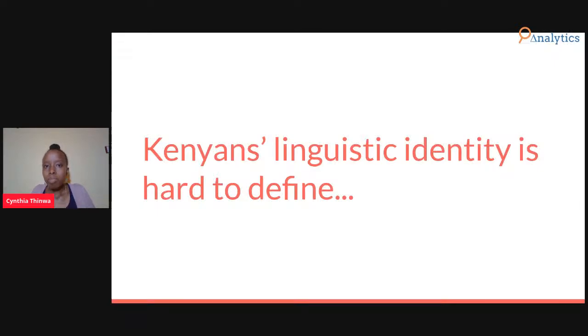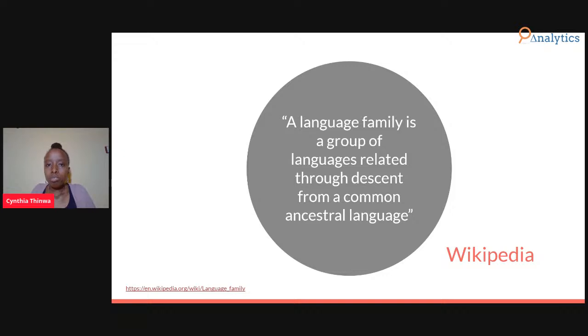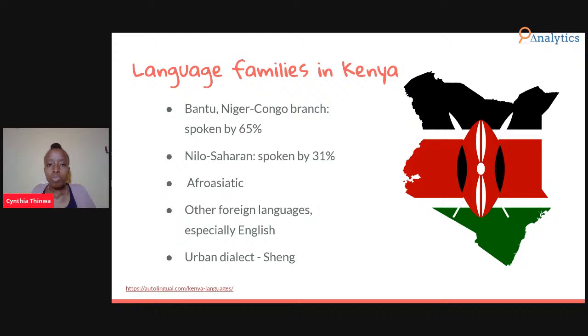Okay, so the key problem that we are trying to solve in this talk is that Kenyans' linguistic identity is hard to define. To really understand the diversity in Kenya, we need to understand the concept of a language family. A simple definition is that it's a group of languages related through descent from a common ancestral language. In Kenya, there are 3 key language families: the Bantu Niger-Congo branch, the Nilo-Saharan branch, and the Afroasiatic branch. Swahili, one of our national languages, falls in the Bantu Niger-Congo branch, and as you can see, that language family is spoken by most Kenyans.